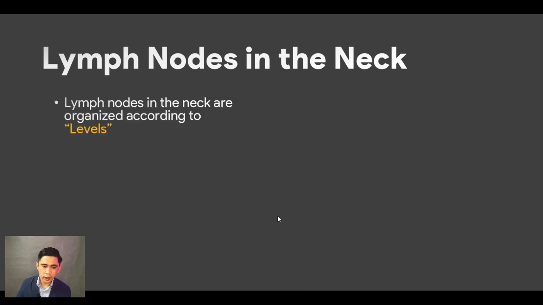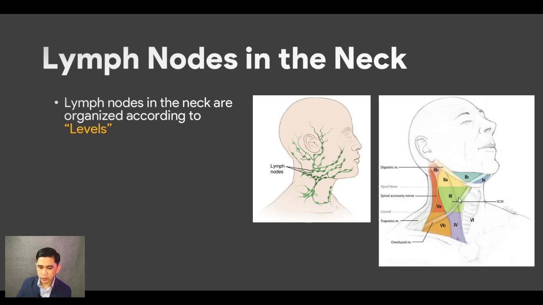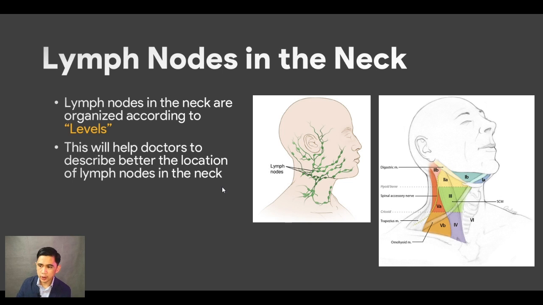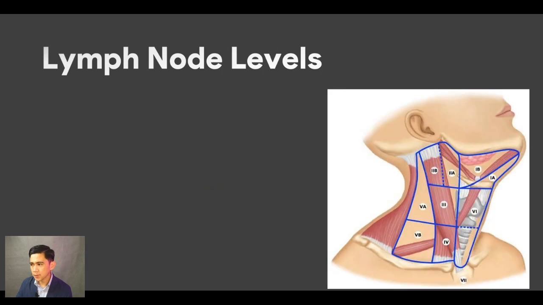The lymph nodes in the neck are organized according to levels. Like in this one, we have different levels. These levels enable doctors to better describe the location of lymph nodes. Of course, we have to precisely know where the lymph nodes are located. Otherwise, it's impossible because there are so many lymph nodes in the neck. So we have 7 levels of lymph nodes in the neck.